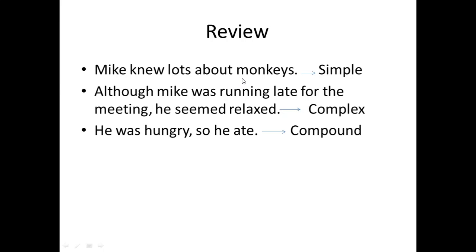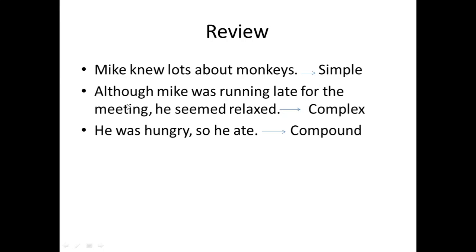Mike knew lots about monkeys. Simple sentence, right? How do we know? Because this is one sentence. We don't have any coordinating conjunctions, we don't have any words that link two sentences together. Listen, if you removed anything in this sentence, the whole meaning, the whole structure will be destroyed, because this is one sentence. It's about one idea. So therefore, this is a simple sentence, the first type of sentence structure.